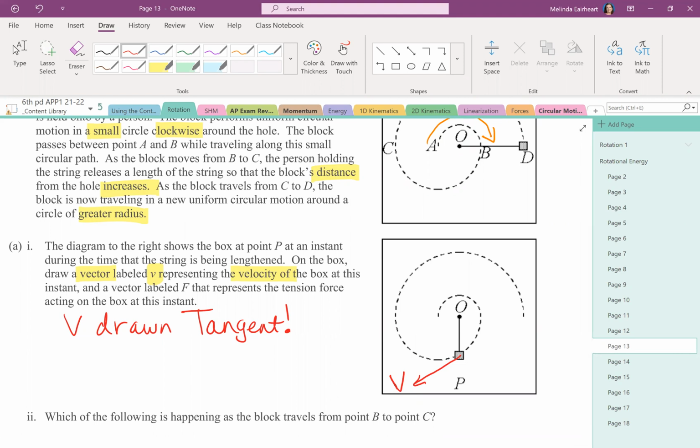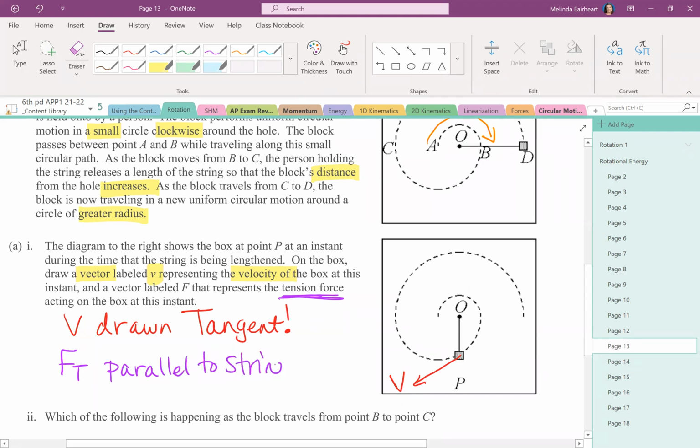And then they say, draw another vector, label it F to represent the tension force acting at this instant. So what's the rule on drawing a tension force? This one I say a lot, but it may not be second nature. It has to be parallel to the string, right? Parallel to the string. And so notice at point P, the string is straight up. And tension pulls, it never pushes. And so it's going to be an upward force of tension. Good deal?